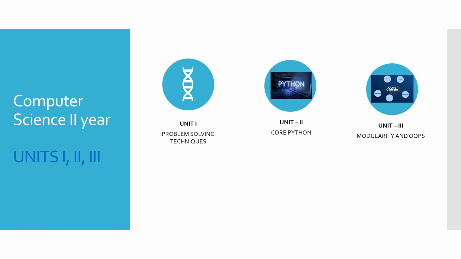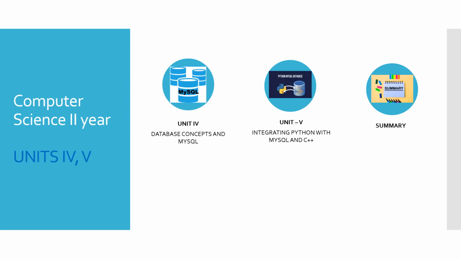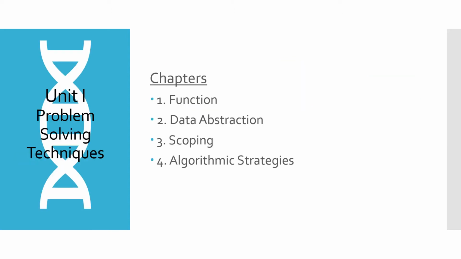As you know, this subject has multiple units, 5 units, and each of the units has multiple chapters. Here we are going to focus mainly on Unit 1, which is about problem solving techniques, and it contains 4 different chapters. The first chapter is about functions, second data abstraction, third scoping, and the fourth one is about algorithmic strategies. So let's go into each chapter first and see what it's about.